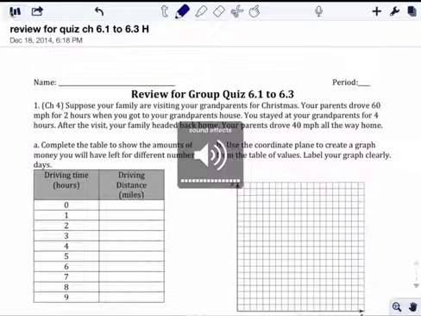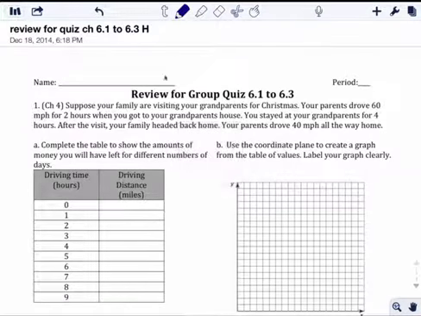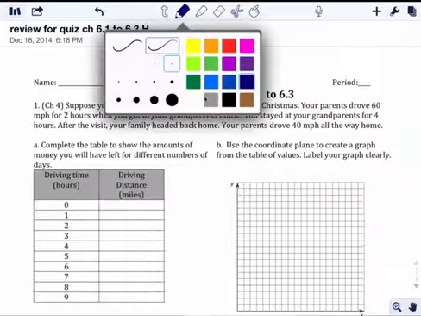Okay, here it is, your homework. This is the exact same question from your test.